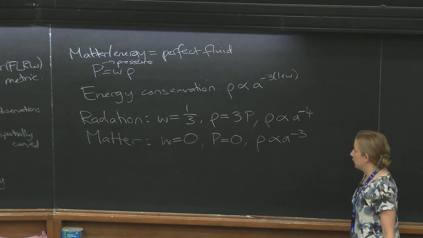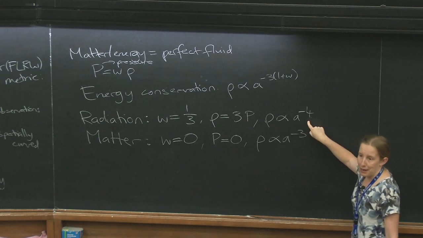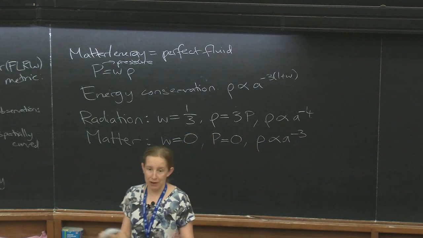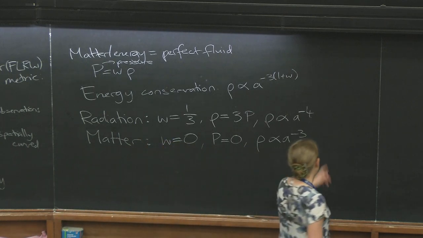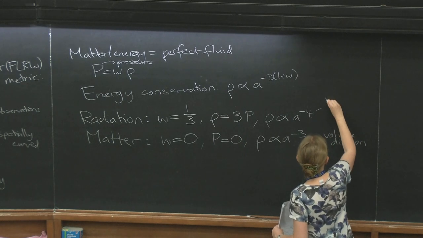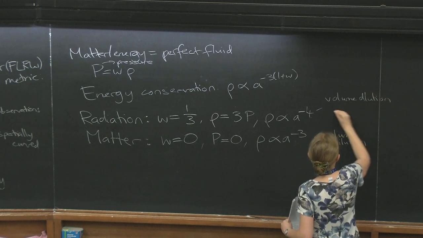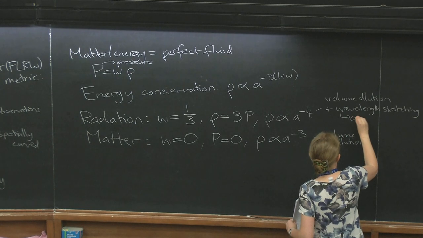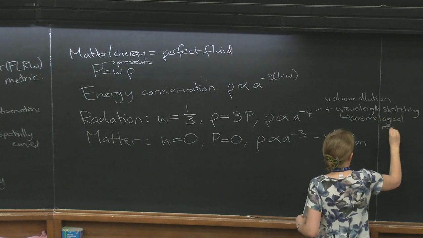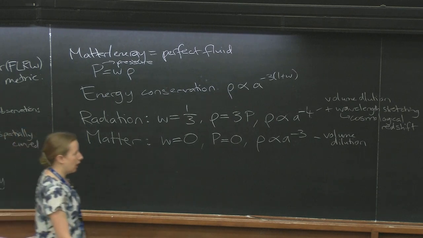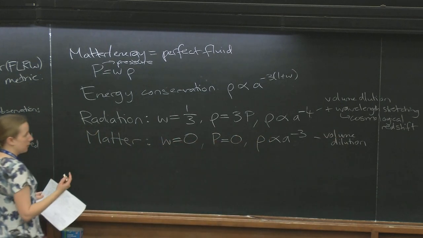For radiation, we have the same three powers of a that just come from the dilution of the volume, but we also have one extra power of a. Does anyone know where the extra power of a comes from? Yep, good. I heard that from a few different people. The other power of a is coming from the fact that as the universe expands, the wavelength of light and other forms of radiation gets stretched out. That dilutes the energy by a factor of a. This is volume dilution. So this stretching of the wavelength proportionally to a, so that the energy scales as 1 over a, is called cosmological redshift.